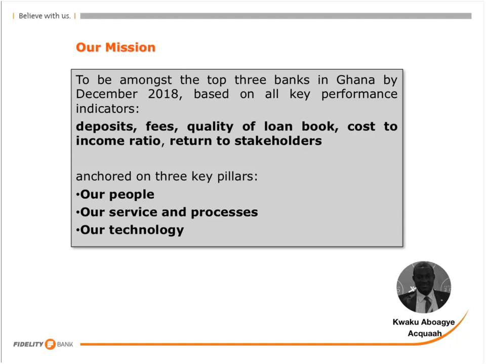As part of our mission, we want to be among the top three banks in Ghana by December 2018, based on certain key performance indicators, which include deposits, fees, quality of loan book, cost to income ratio, and return to shareholders or stakeholders, anchored on our people, our service and processes, and our technology.